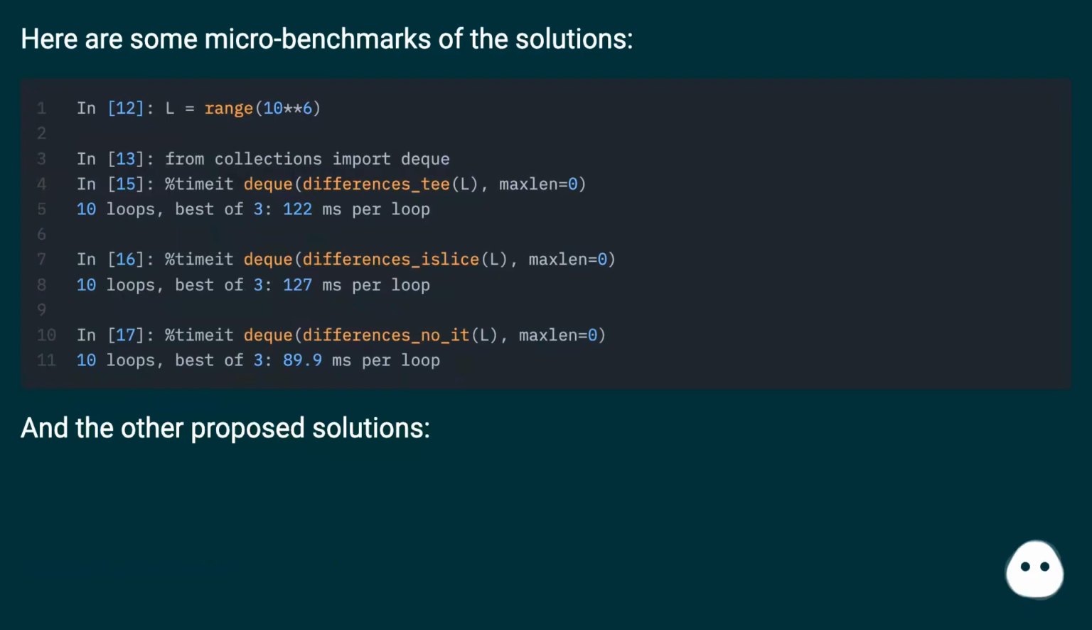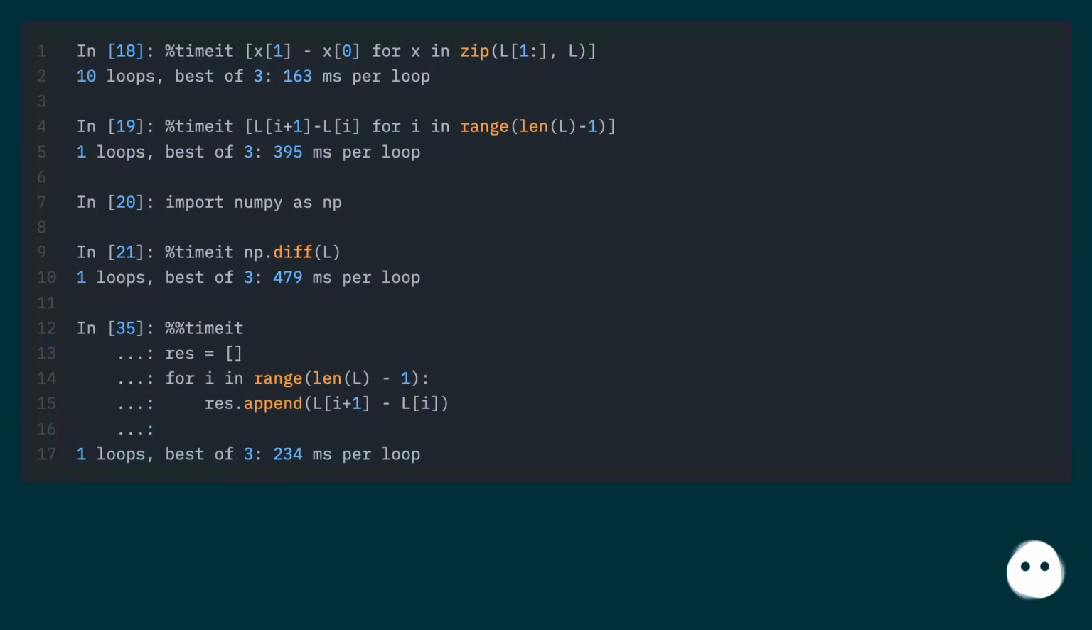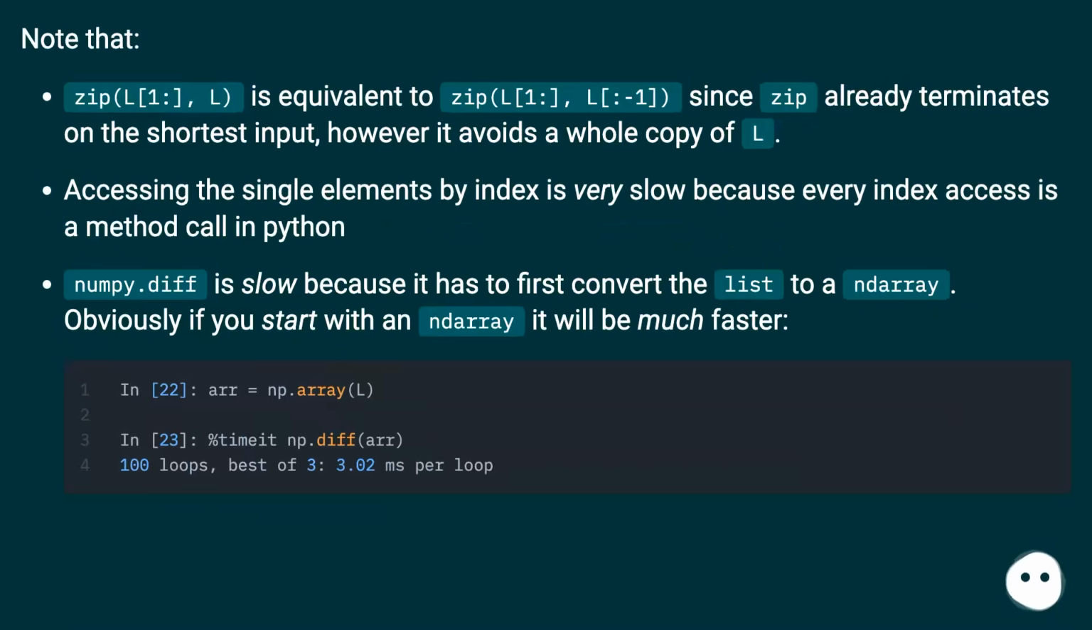Here are some micro benchmarks of the solutions, and the other proposed solutions. Note that zip(L[1:], L) is equivalent to zip(L[1:], L[:-1]), since zip already terminates on the shortest input, however, it avoids a whole copy of L.